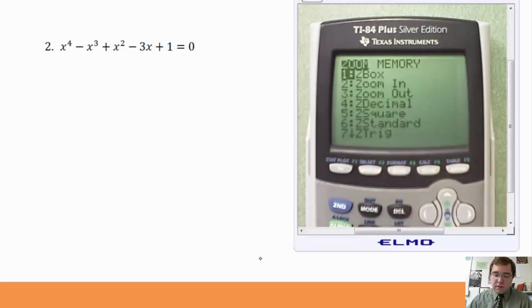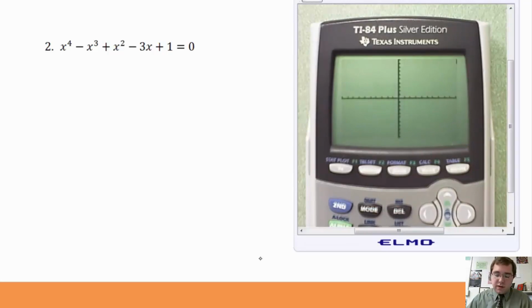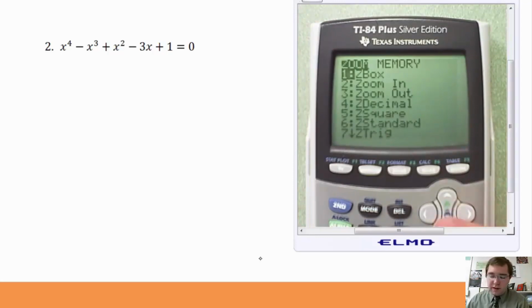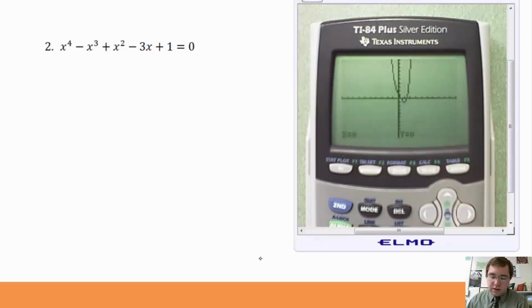zoom 6. It graphs it. Hey, this one only crosses the x-axis twice. If I want to see a better view of it, I can go to zoom, and number 2 is zoom in. I'll click enter. If you notice, there's a little dot at the very center that's flashing. So I'm telling it where I want it to zoom in at, so I can just click enter there, and it will zoom in for me. Give me a better view of these things. There they are. So I can now clearly see it only crosses twice.